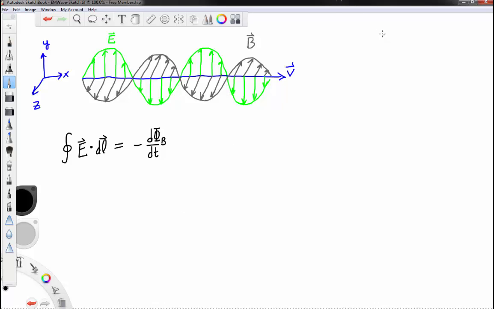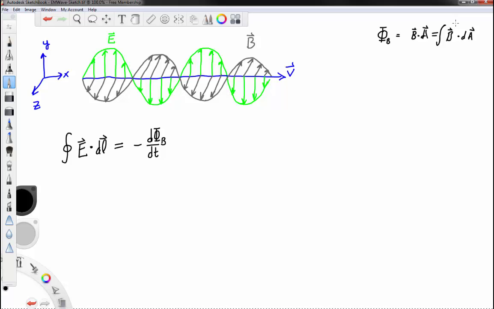So recall that the flux of the magnetic field is basically B dot A, where A is the area enclosed by the loop that we're going to draw, and B is the magnetic field. And in fact, it's actually going to be something like the integral of B dot dA, but it's not through a closed surface, only through a surface that is enclosed by our loop.